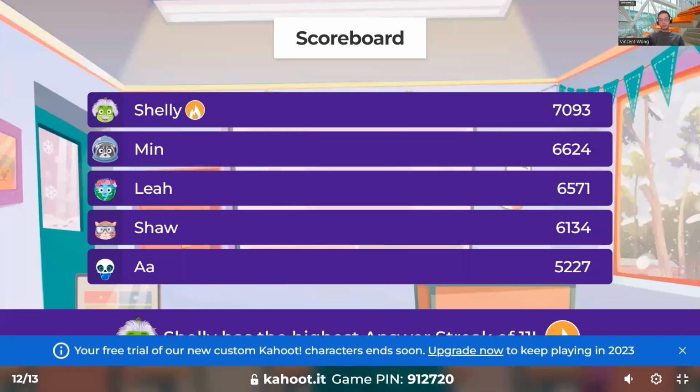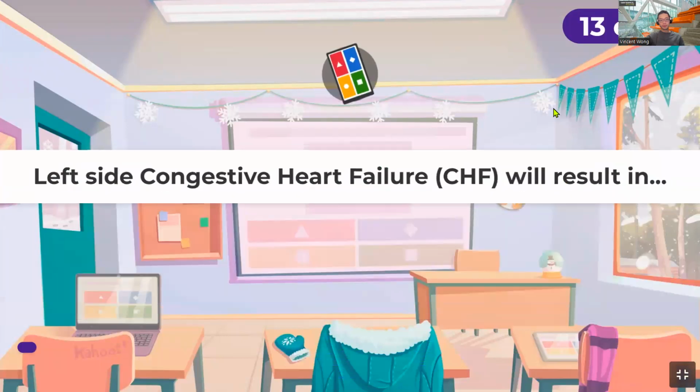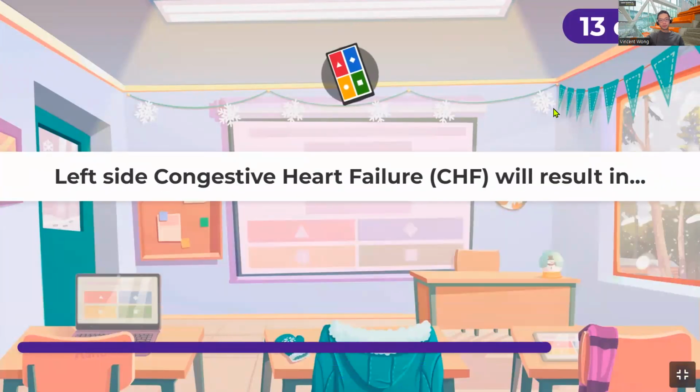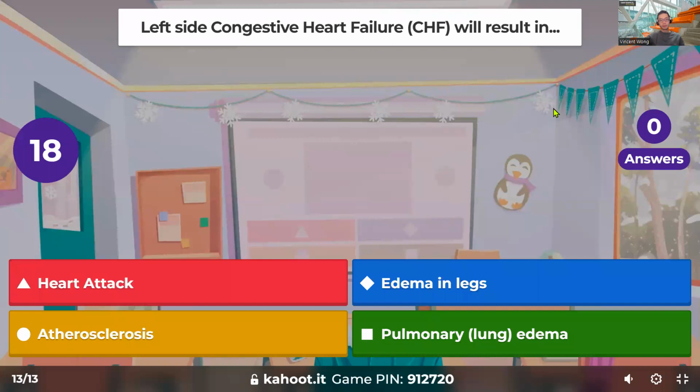All right, one last one. This is one of the application questions that we talked about.